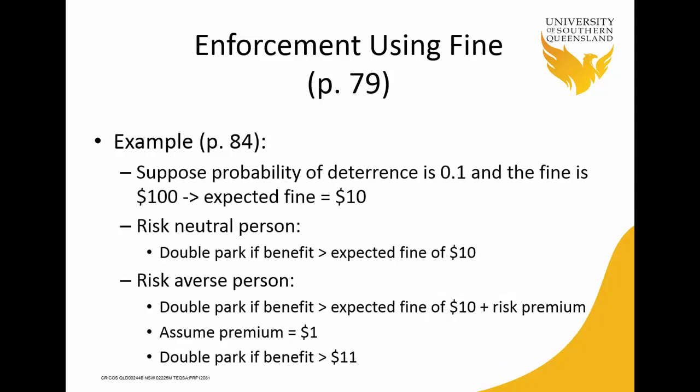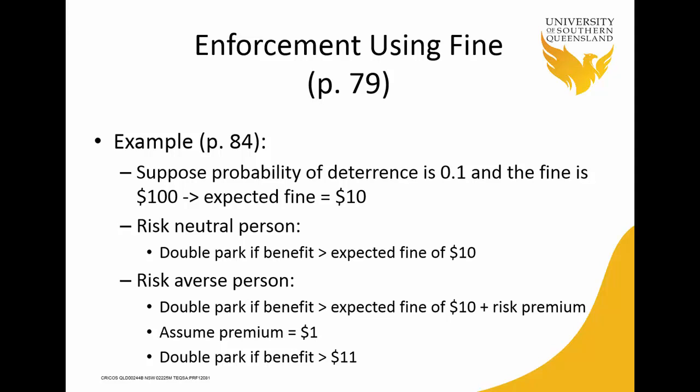So the idea, for example, is that if we are talking about a probability of deterrence of 0.1 and a fine of 100, the expected fine is going to be 10. For a risk neutral person, they're going to look at it and say, okay, I would double park if the benefit is greater than $10. That's all they look at, the expected fine.